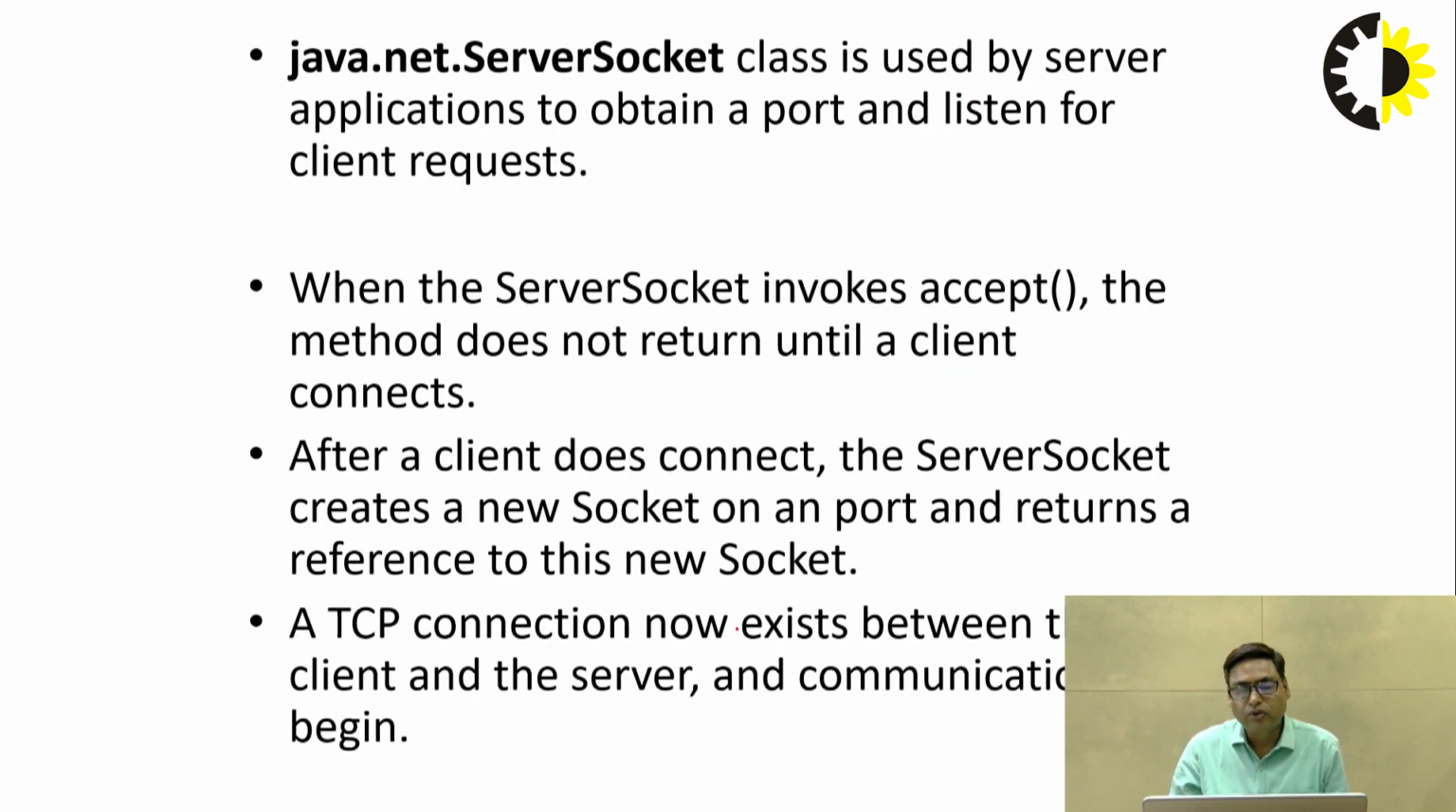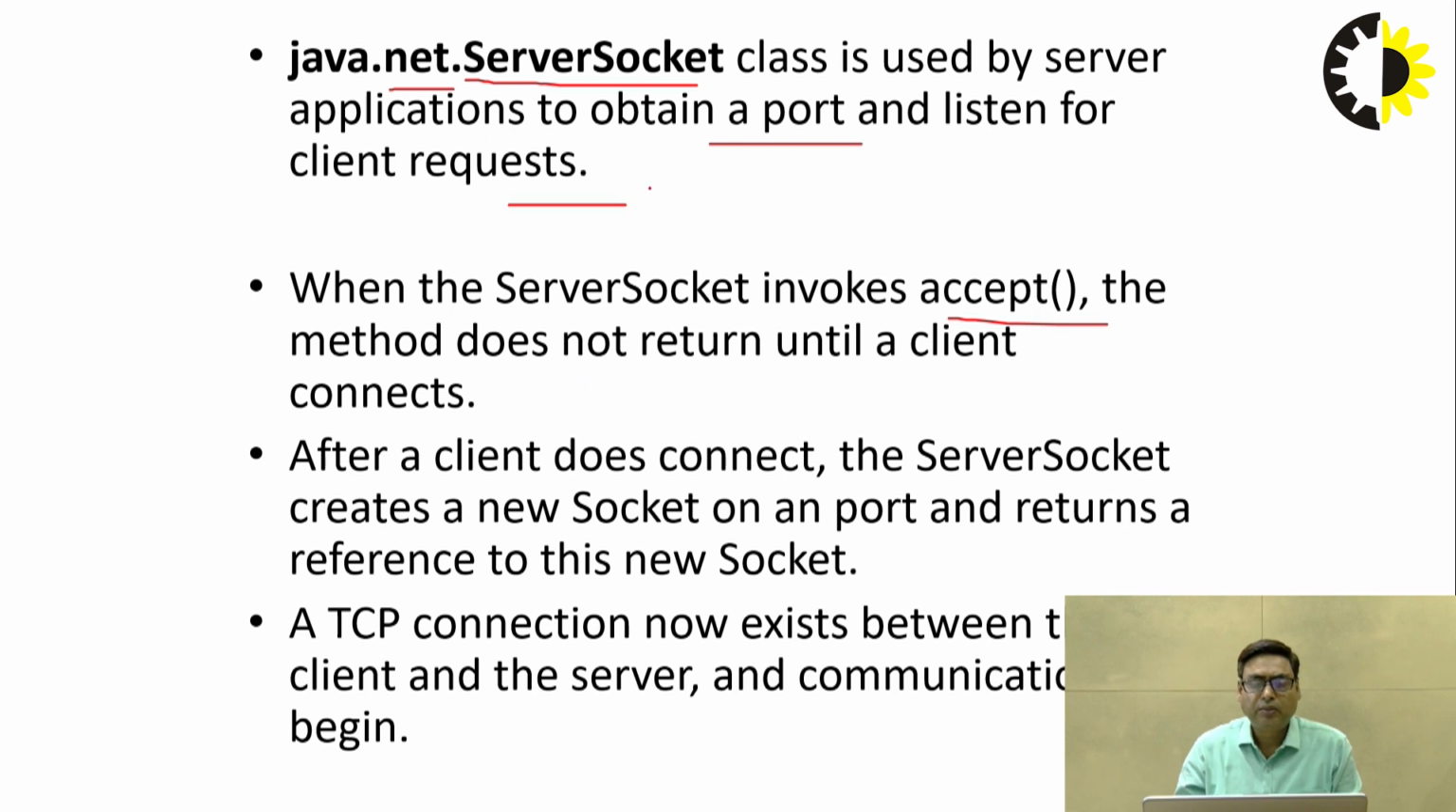Now, we are going to implement this socket programming with the help of the Java programming language. In Java, we have a class named ServerSocket in the java.net package, that is the networking package, and it is a class provided by the Java language. The purpose of ServerSocket is to create a socket for the server program. It obtains a port and listens for client requests. When the ServerSocket invokes the accept method, the method does not return until a client connects.